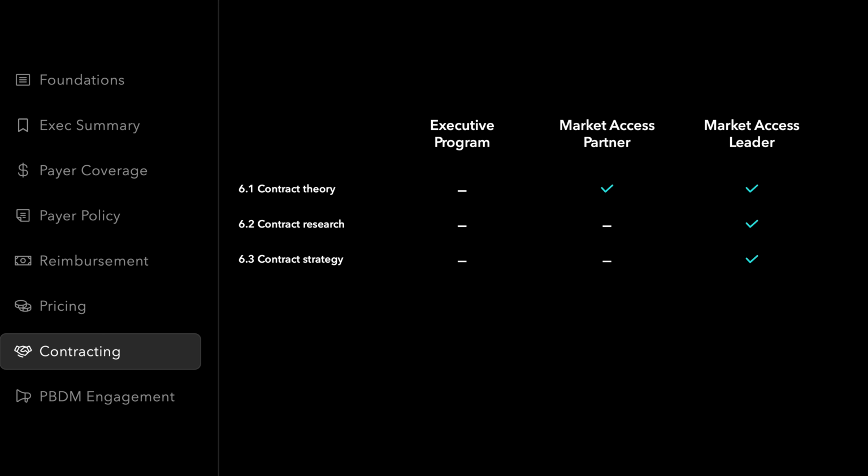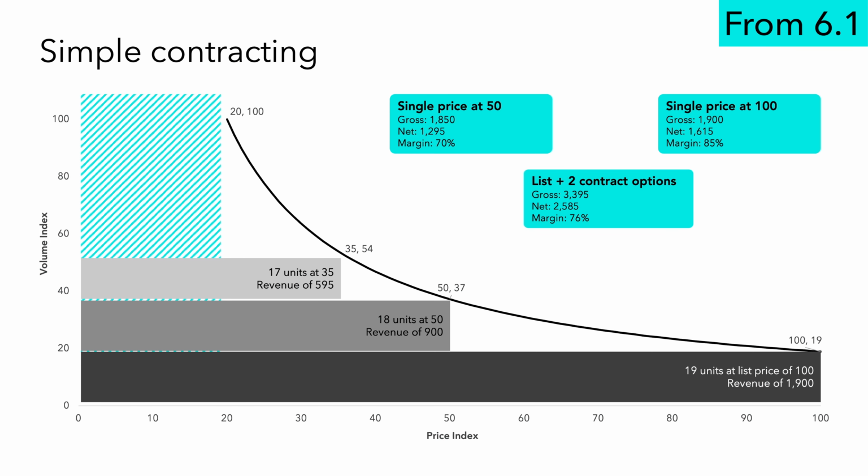In the contract module, contract theory builds on concepts in value-based pricing and quantitative pricing by introducing tailored offers for individual customers and customer groups. For example, when we started this discussion here, we were talking about a single price at 50 versus a single price at 100, and you can see how the gross, net, and margin play out for each of those scenarios.